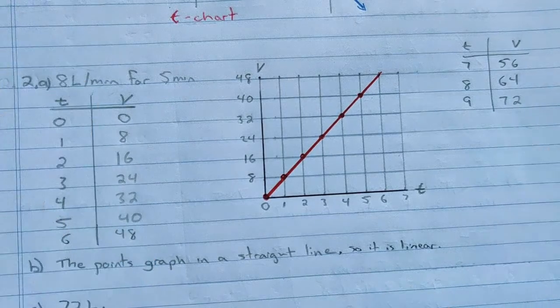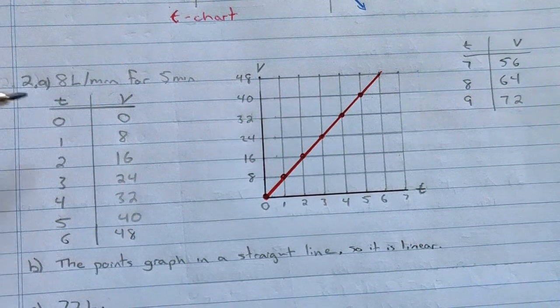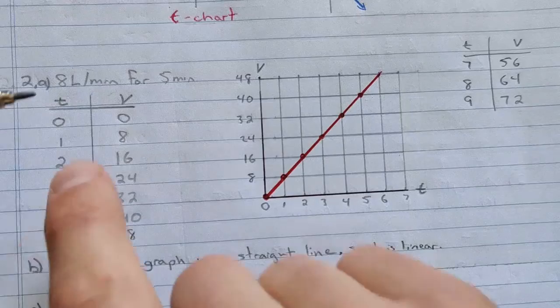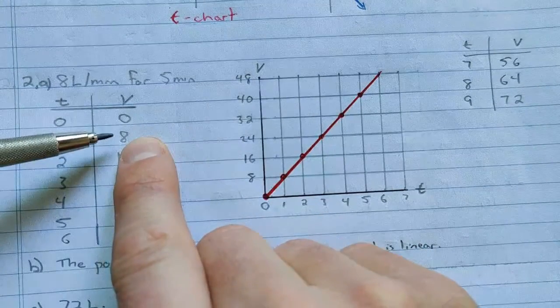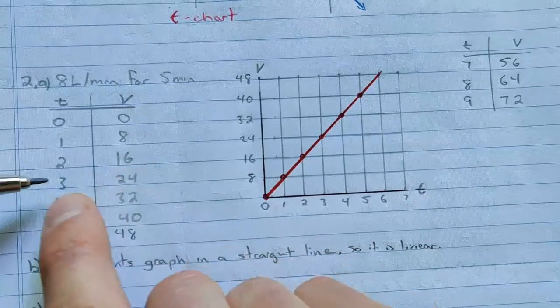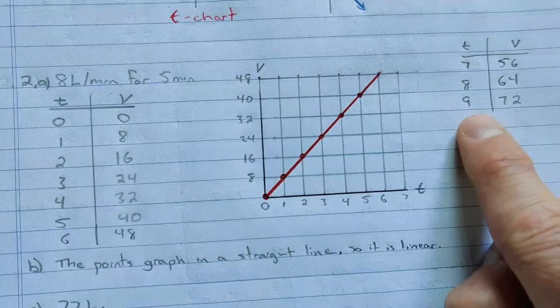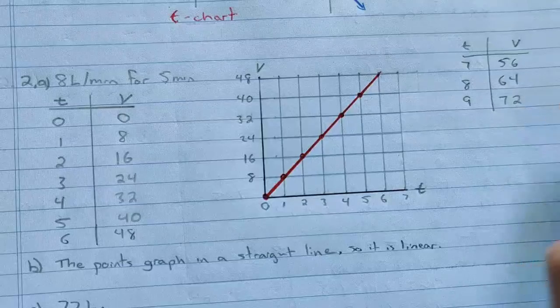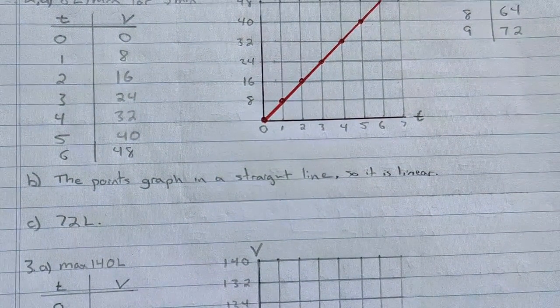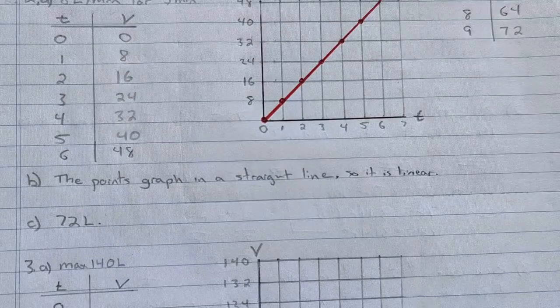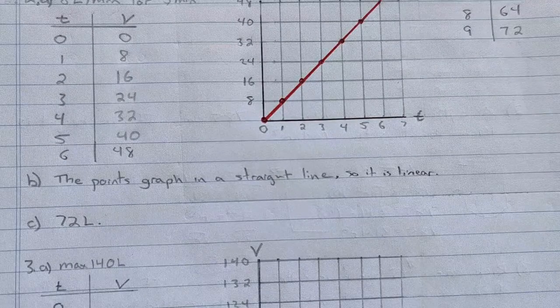Another way to do this is if you recognize that it's 8 liters per minute, so each of these is just the number of minutes. 1 times 8, 2 times 8, 3 times 8, so 9 times 8, which is 72. That's another way of calculating that as well. So there's multiple ways. Because there's multiple ways of representing linear relations, there's usually multiple ways of finding the solution.